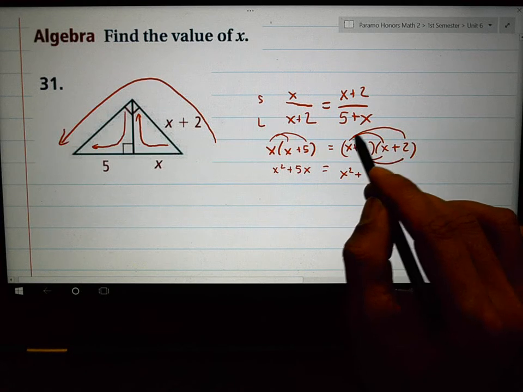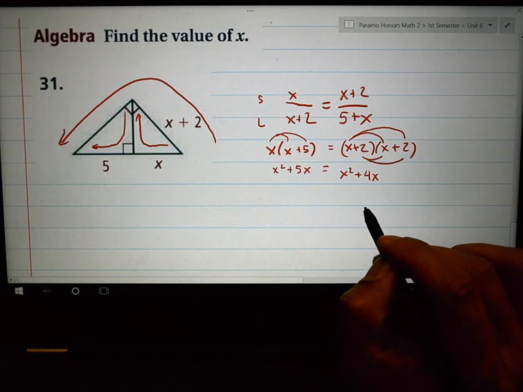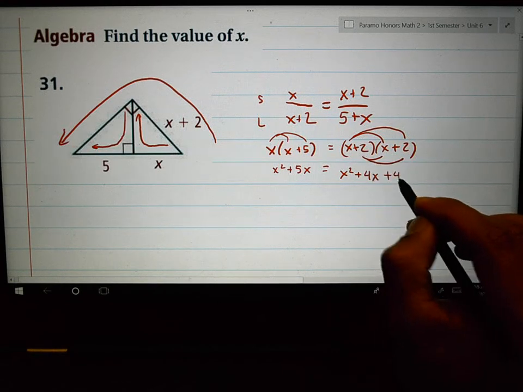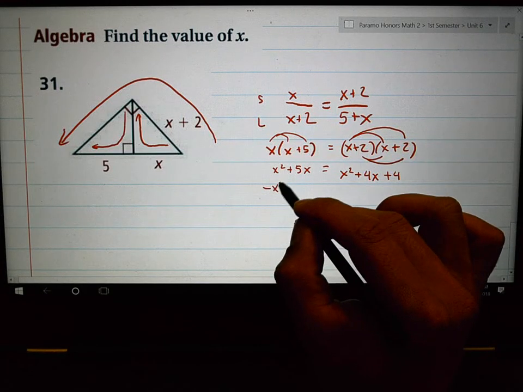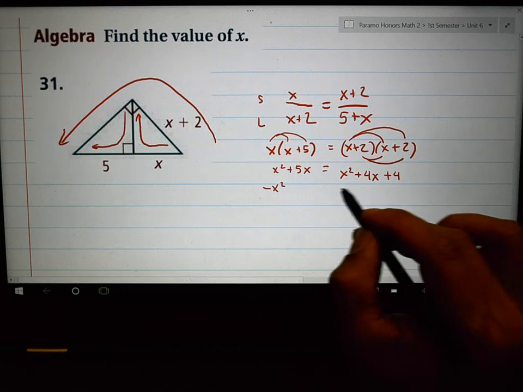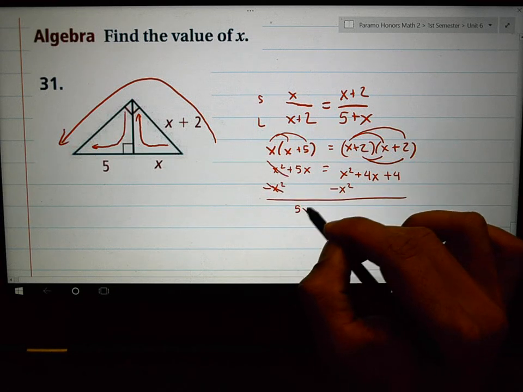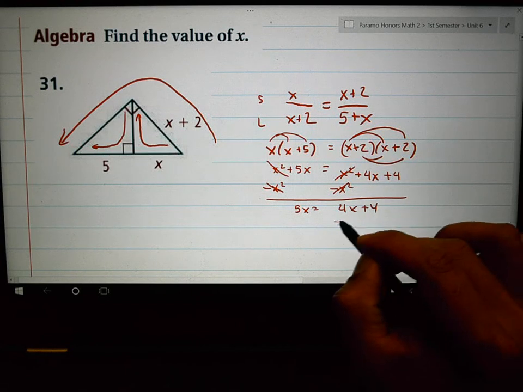And when you do the outside is a 2x and the inside is a 2x, I'm going to put those together in my head and say it's 4x. The last is 2 times 2, which is a plus 4. Hopefully we remember that. And then I'm going to subtract x squared from both sides. Let's just do that next. And we have 5x equals x squared minus x squared goes away. 4x plus 4. We can subtract 4x then.